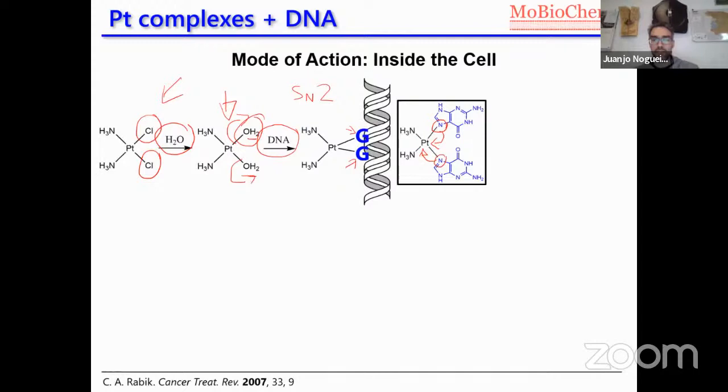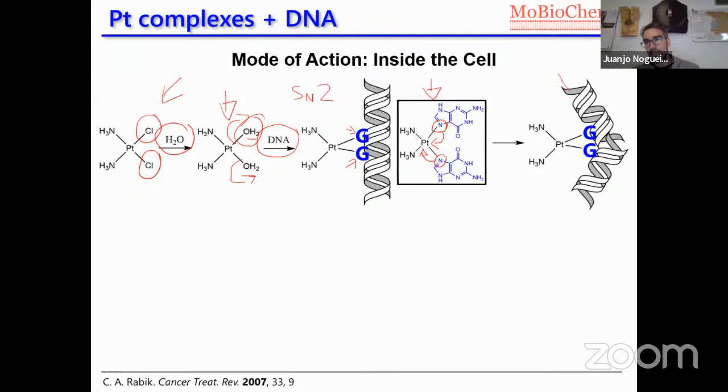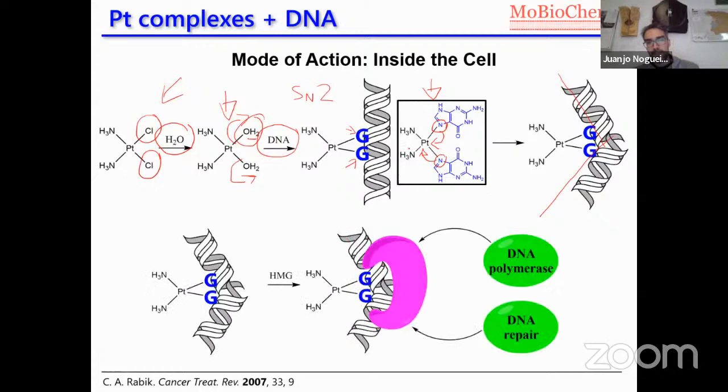So we have here this complex formation, and after the reaction, the DNA helix deforms its structure a lot. So the helix is distorted, okay? Then this distortion, so this angle here, is recognized by some proteins which are called high mobility group proteins. And this protein is able to recognize this angle here, and it binds non-covalently to the DNA platinum adduct. And after the binding, for example, the DNA repair protein or the DNA polymerase protein, which is in charge of DNA replication, cannot access the DNA in order to repair this damage, okay?